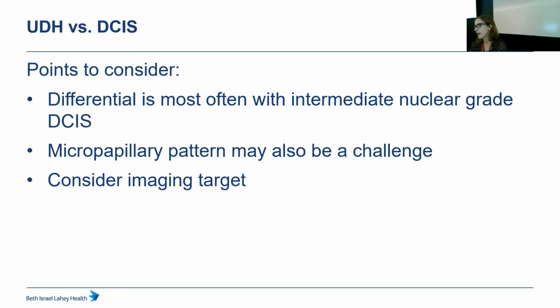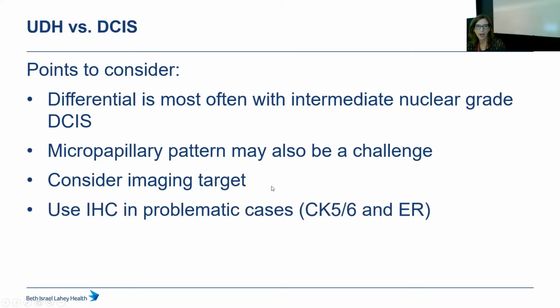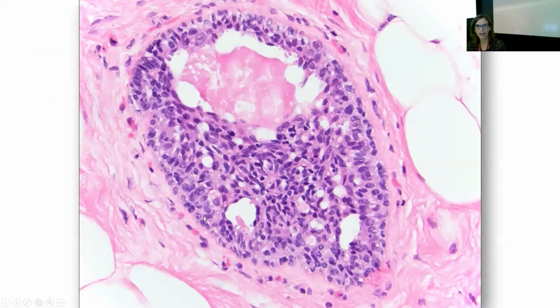And then I think also think about the imaging target. DCIS is more often an imaging target, right? It's associated with calcifications, at least the low-grade type more often. Intermediate-grade DCIS can be architectural distortion or a non-mass enhancing lesion. UDH is less often a mammographically detected lesion. It can be an MRI detected lesion, but that might help with interpretation. And then, as I've already illustrated, using immunohistochemistry in problematic cases can help with the differential.